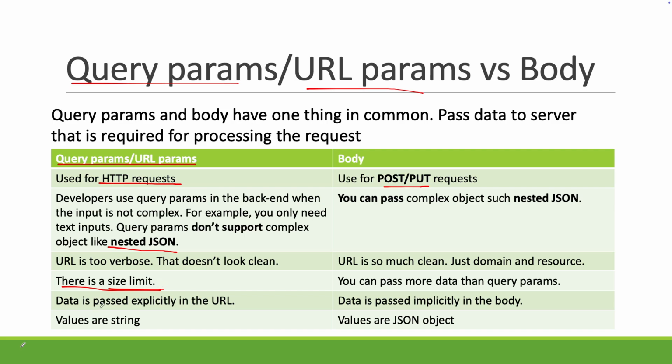Data is passed explicitly in the URL, while data is passed implicitly in the request body. As a normal user, you cannot see the data being passed behind the scenes. Values are strings for query parameters or URL parameters, while the values in the body are a JSON object.